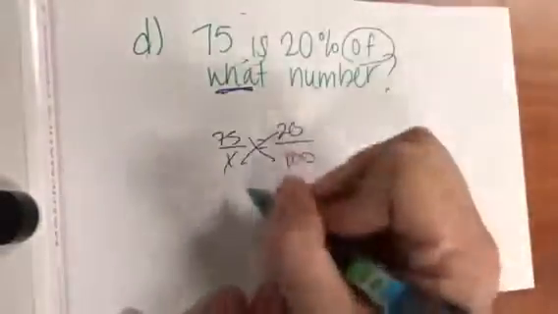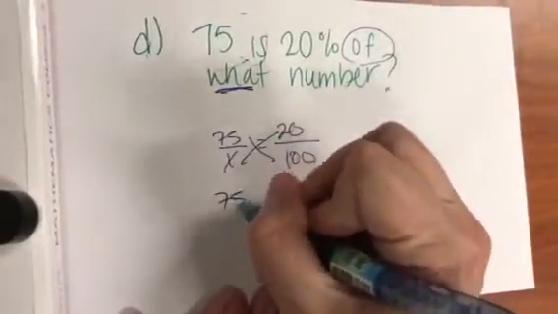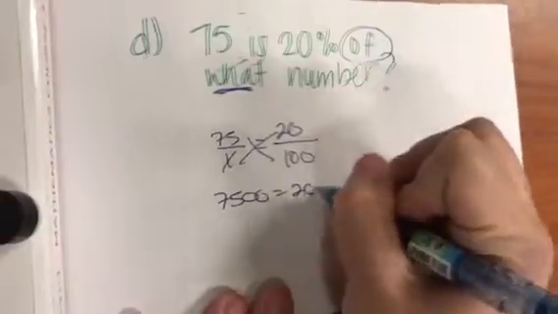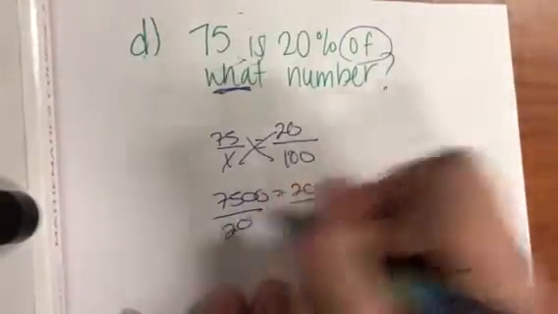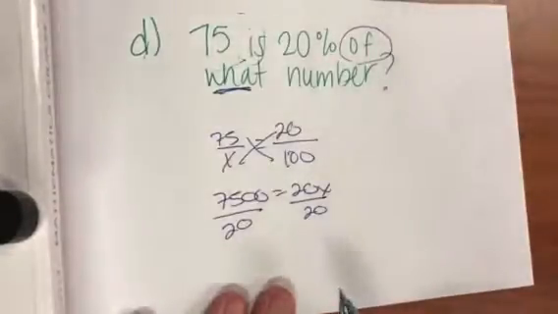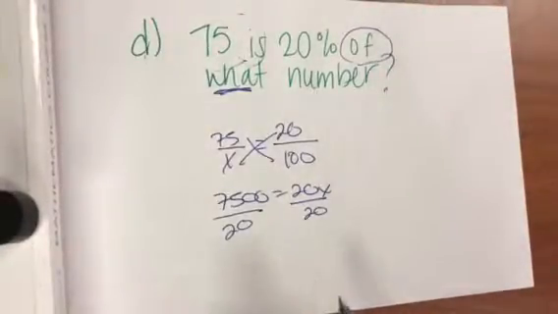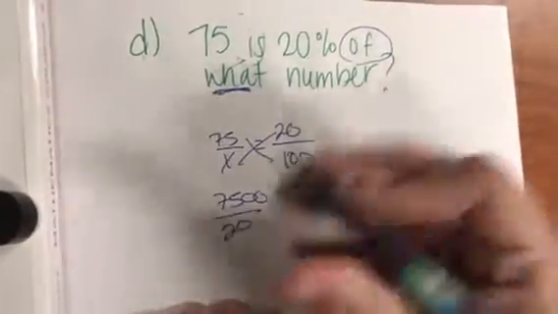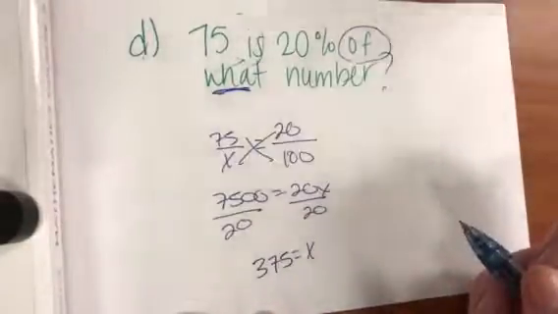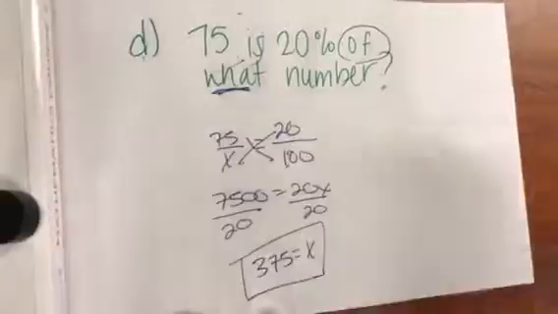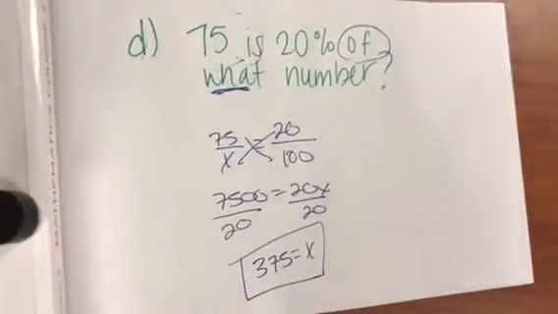I'm going to multiply across. 75 times 100 is 7,500 equals 20x. I'm going to divide by 20. 75 divided by 2 is what? 37.5? Because 3750 is half of 7500. Yes, okay, we're good. So the answer is 375.